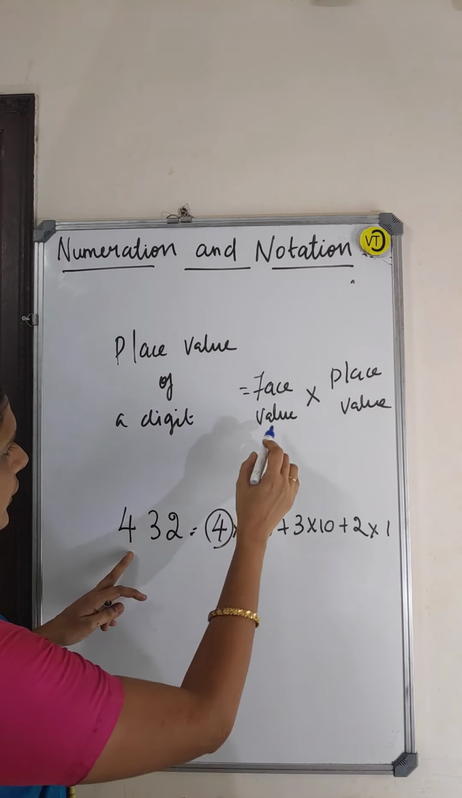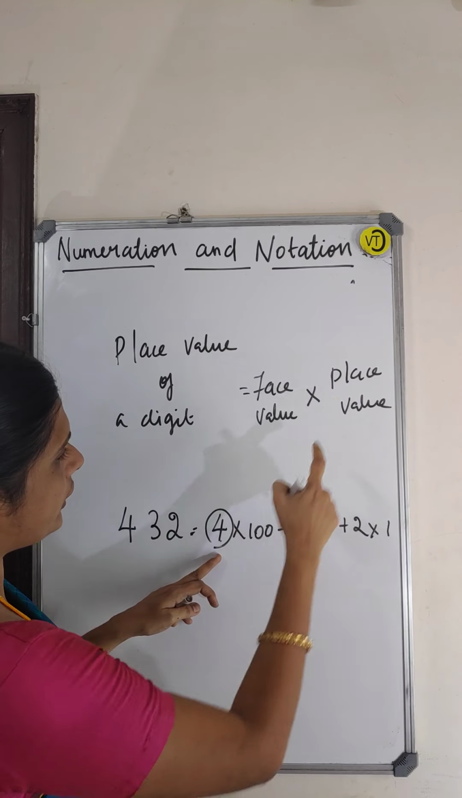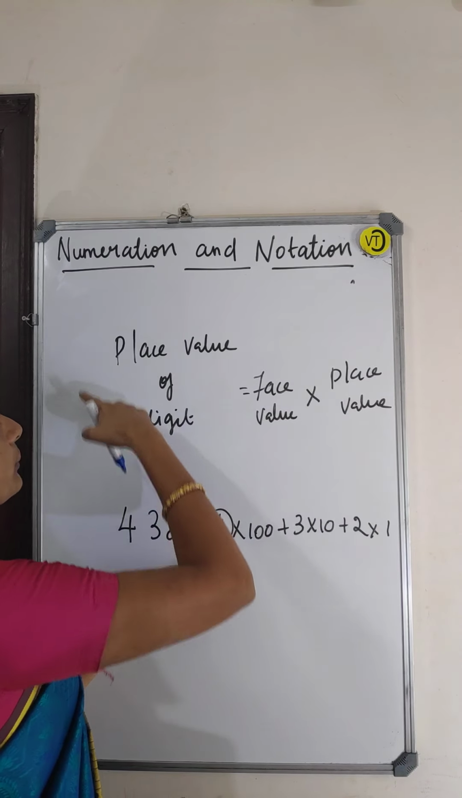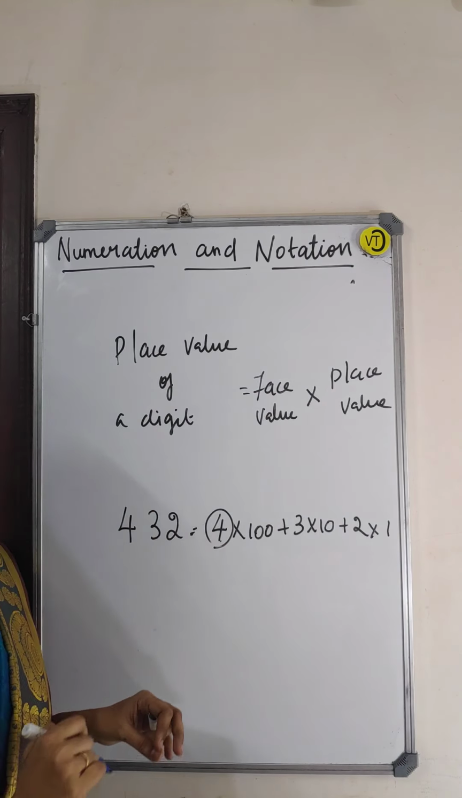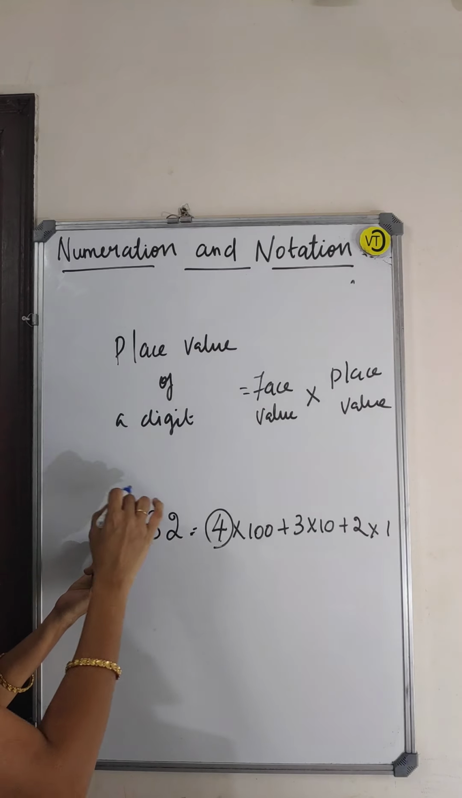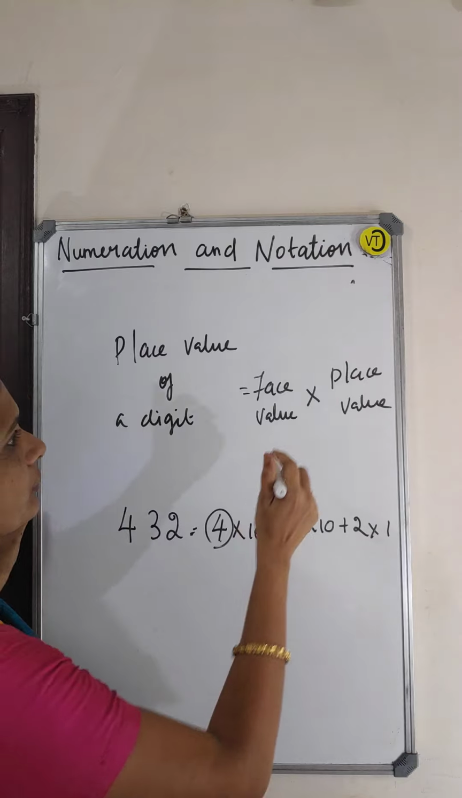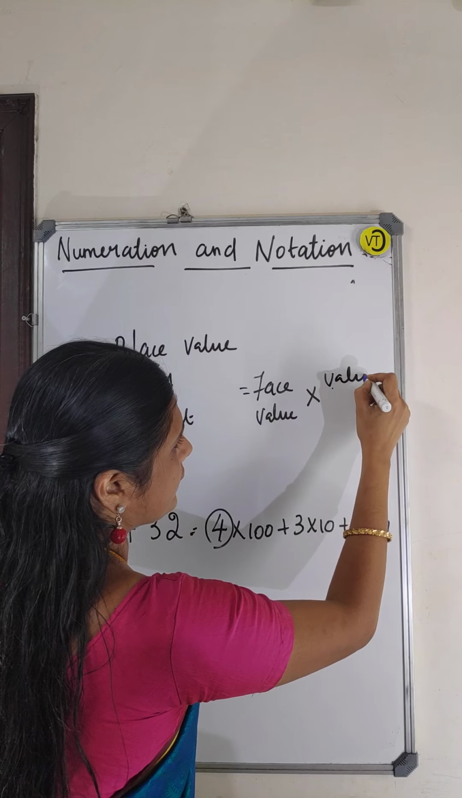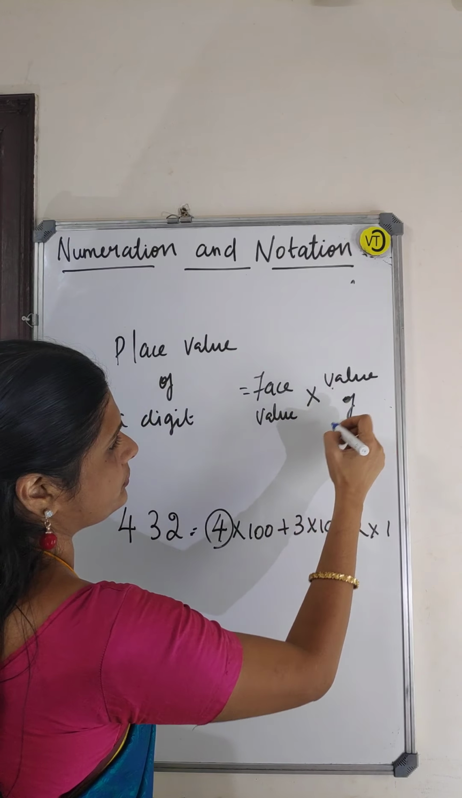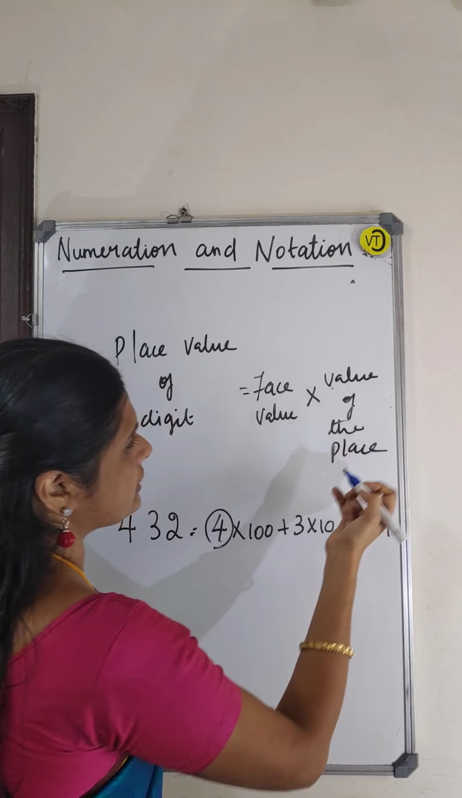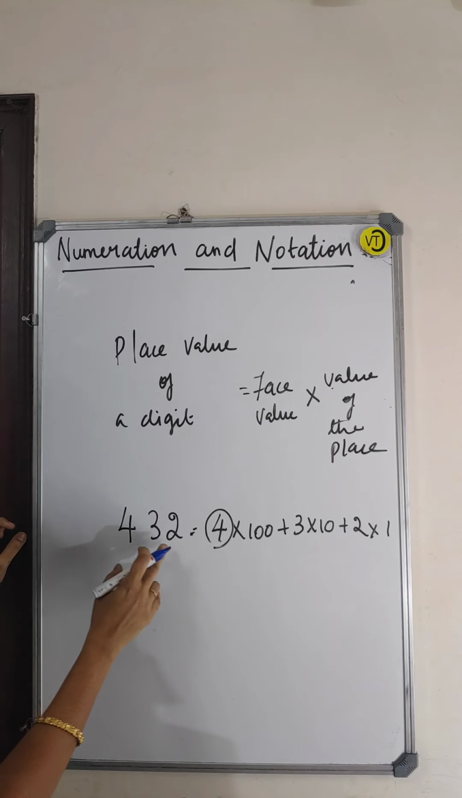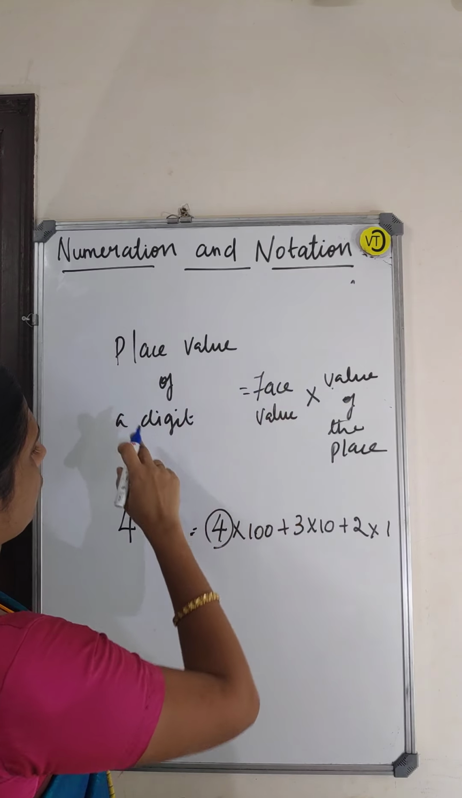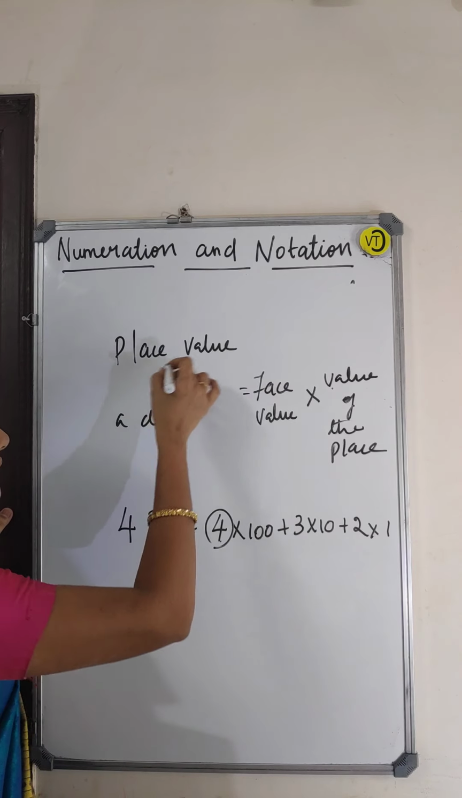Face value into place value gives the value of the digit. See here, face value is for 4. Place value is what? Ones, tens, hundreds. So 4 into 100 gives 400. The place value of 4 is 400. Actually, it is the value of the place: ones, tens, hundreds, so it is 100. So 4 into 100 is equal to 400. That is the place value of a digit.